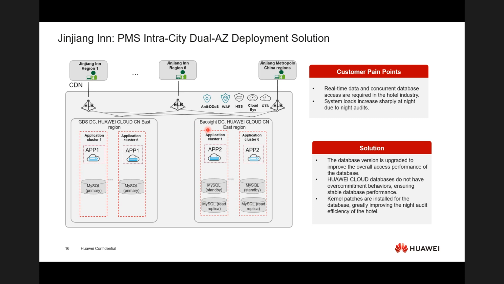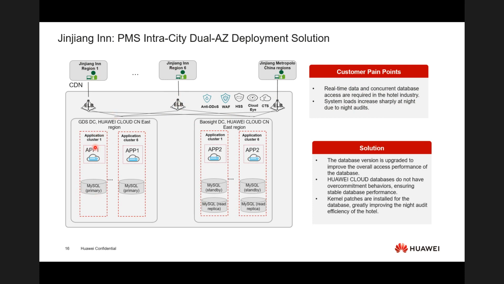This is one of our customers, you can see here. Basically, the pain point is that real-time data and concurrent database access are required in the hotel industry. That means the system loads increase sharply at night due to night audits. So the solution is like this. In different regions, we have an ELB. ELB means elastic load balance. It handles the traffic, right?